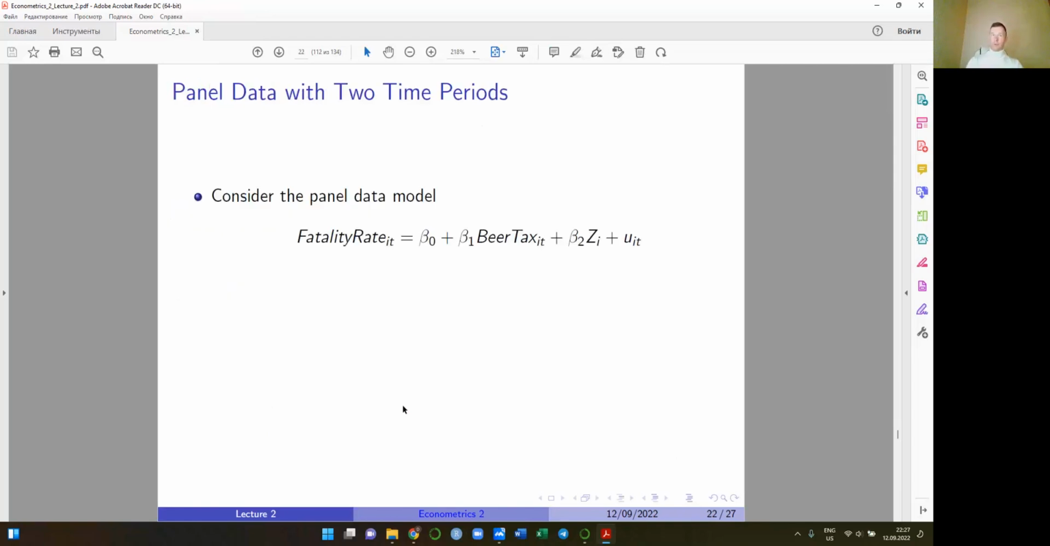Let's consider the following model. We have a fatality rate, and fatality rate depends on BRICS and depends on the omitted factor Z, which, be careful here, it is not a typo, is different across entities, but is constant over time, so it doesn't change over time. For example, cultural differences. It is very difficult to change cultural attitudes over a short period of time. So we can treat cultural differences over 7 years as approximately constant.